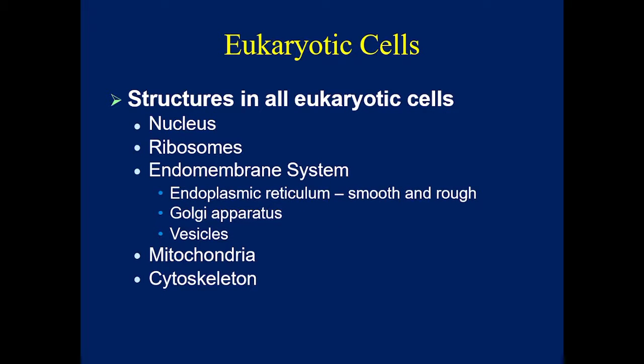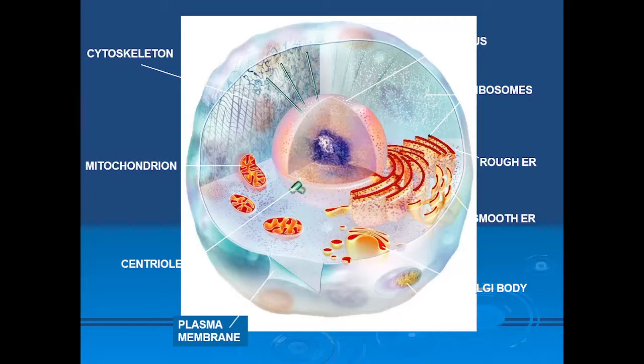In the case of eukaryotic cells, the cells have a nucleus, ribosomes, endomembrane system, mitochondria, and cytoskeleton. Mitochondria is the powerhouse of the cell. I hope you all know that very well. And the cytoskeleton, as I said earlier, is responsible for rigidity to the cell. It consists of microfilaments like alpha and beta tubulins. So this is the structure of eukaryotic cells.